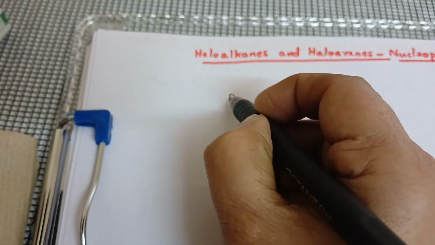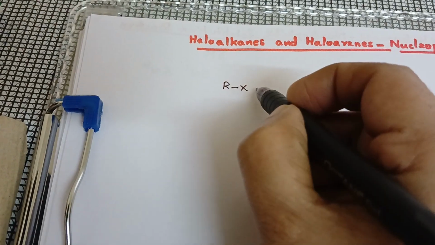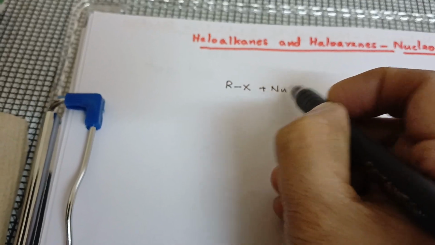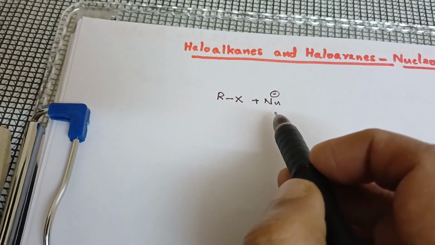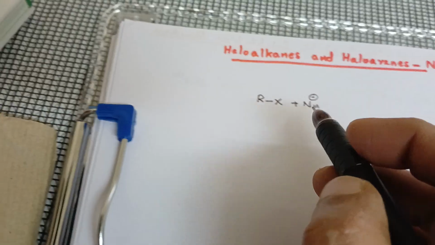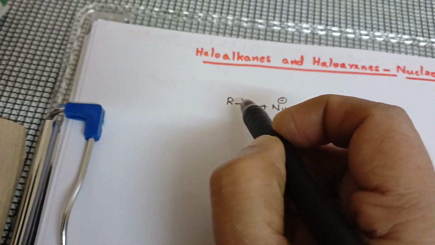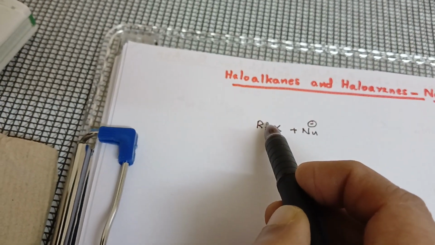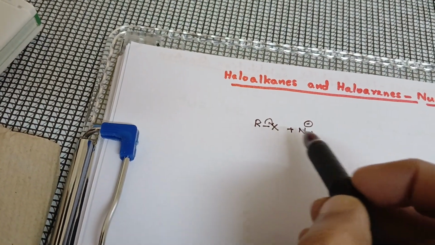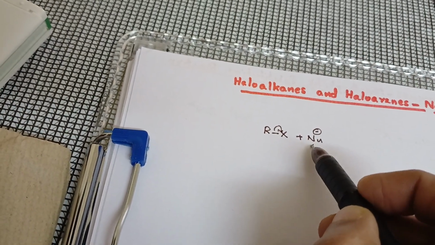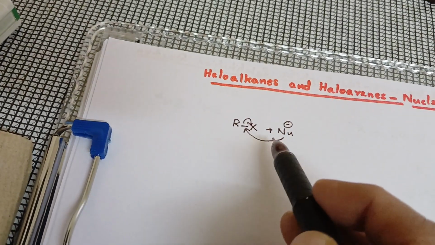Let us take this as the alkyl halide RX plus a nucleophile. A nucleophile may be having negative charge or it is having lone pairs of electrons. What happens is that the halogen, being more electronegative, will attract the bonded pairs of electrons towards itself, and the halogen will get removed as the halide ion, and in its place the nucleophile will come and get attached.